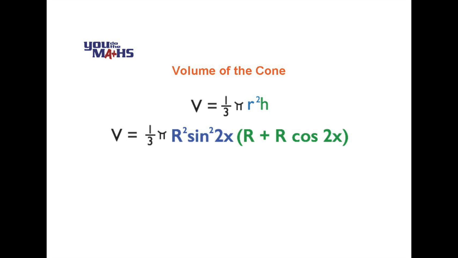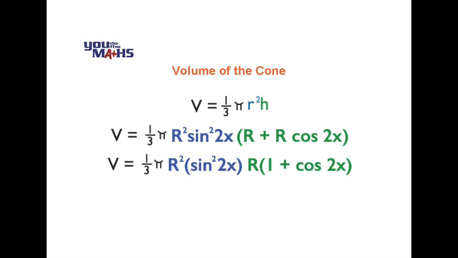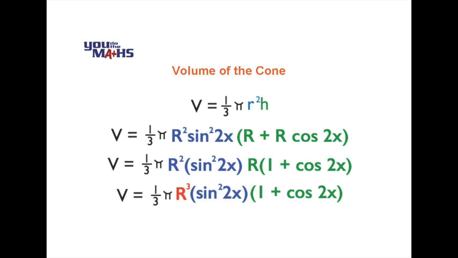So we'll start by substituting in the radius for the cone, which is R sine 2x, and of course that's squared. So we get the volume is 1/3 pi capital R squared sine squared 2x. And then we'll substitute the expression in for height. That's capital R plus R cosine 2x. Now you can see in the expression in green that we can factor out a capital R and bring that towards the front so that that will establish the R cubed for us. So we'll do that first of all.